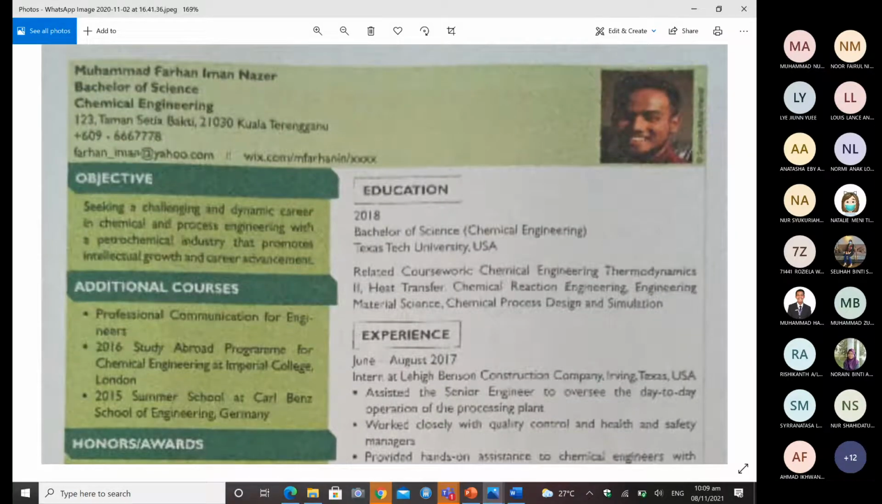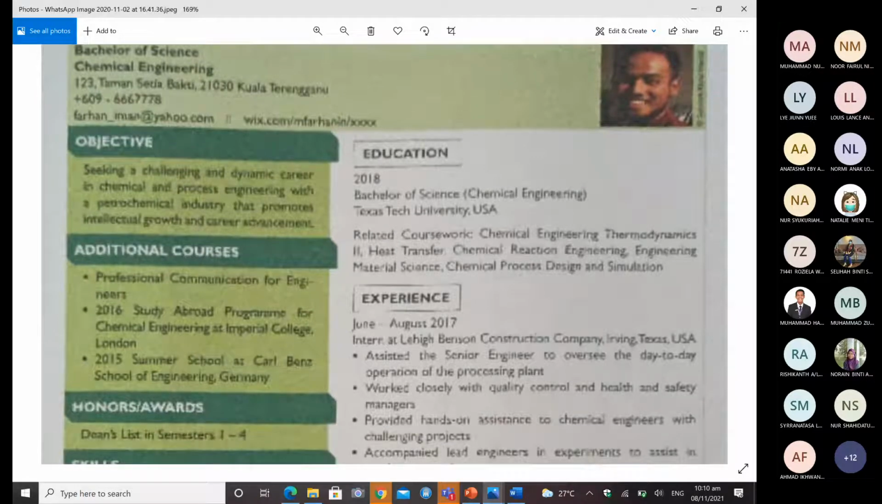What you see here, ladies and gentlemen, with the poor quality image taken with a simple Android phone, not using an Apple phone, is a screenshot of a CV. This is a CV written by someone by the name of Muhammad Farhan Iman Nazir. And at just one glance, you can see that in this CV, there is the name of the person as well as the home address and other details. There is also the objective, the courses taken, the honors, education, and also experience.